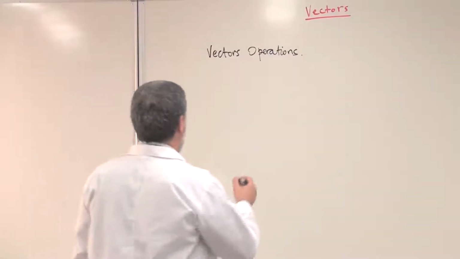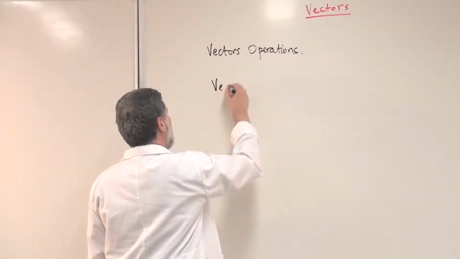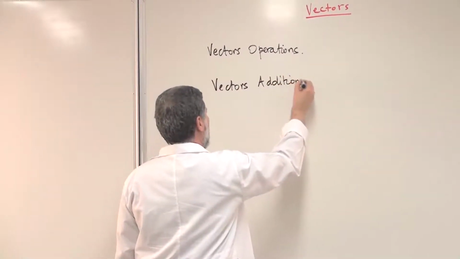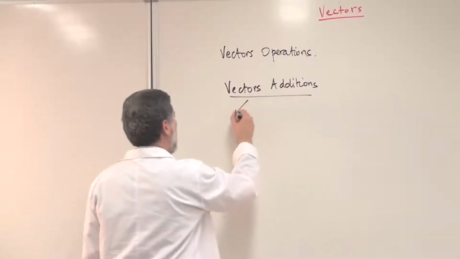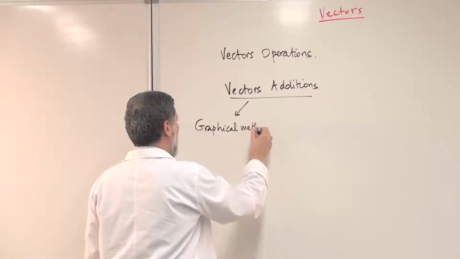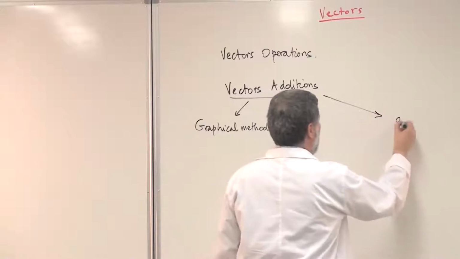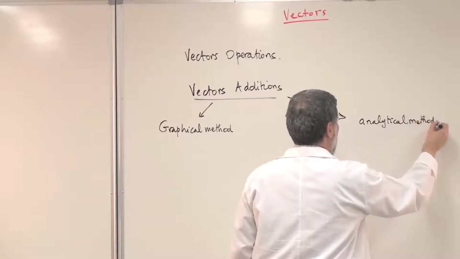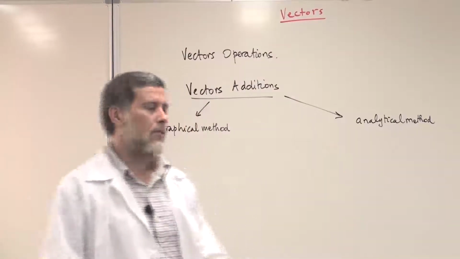operations. I'm going to talk here about vector additions and subtractions, okay? So in vector additions, there are two ways to do vector additions. You can either use what we call the graphical method of adding vectors, or we use what is called the analytical method. And the analytical method is generally the one which is heavily used in this course.